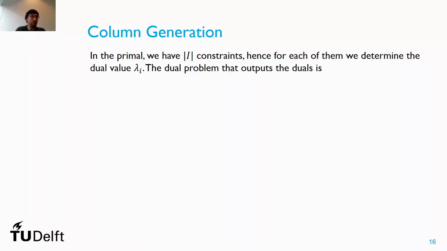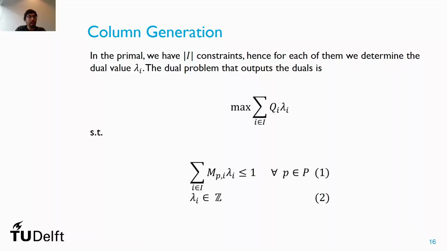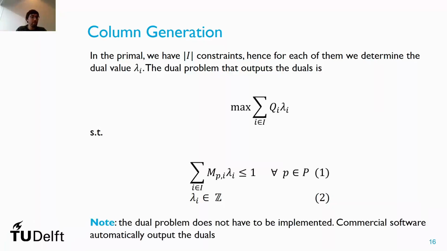Hence, for each of them, we'll have a dual, which we call lambda i. And we can actually write the dual as follows. We want to maximize the summation of q_i times lambda_i, such that this set of constraints is satisfied. But do we actually need to solve this on our own? No, because when you're setting up and solving a primal, commercial solvers like Gurobi and CPLEX can automatically output the dual values. So this is something which is solved behind the curtains. You don't have to model it yourself, but this is how it would look for this specific example.